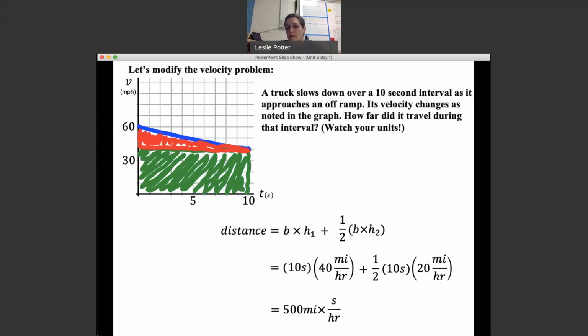Now I need to cancel my units, which means I need seconds on the bottom and hours on the top. So I'm going to multiply by 1 hour. I could have put 1 here. I guess I really should have. 1 hour is 3,600 seconds, right? We've got 60 seconds in a minute. That's 60 minutes in an hour. And now my units will cancel.